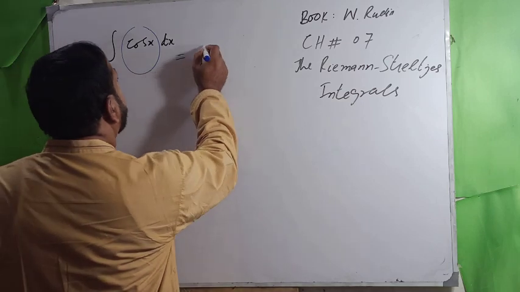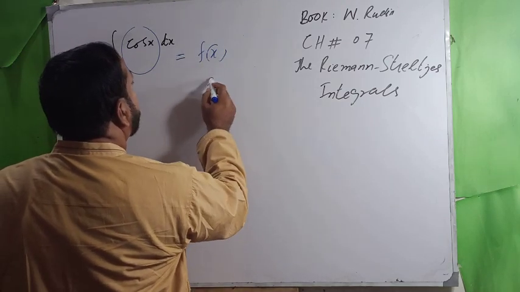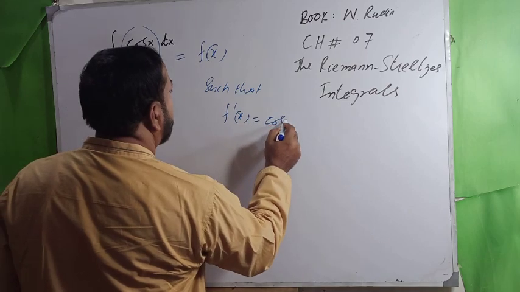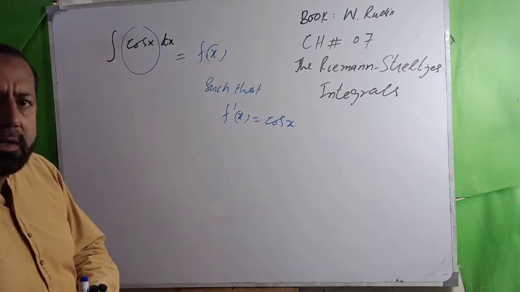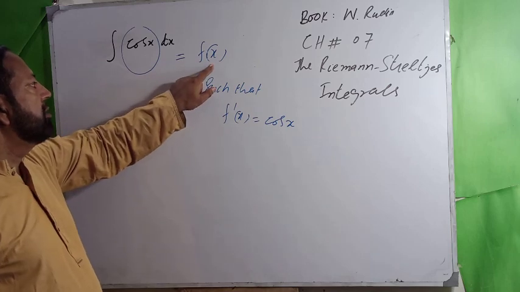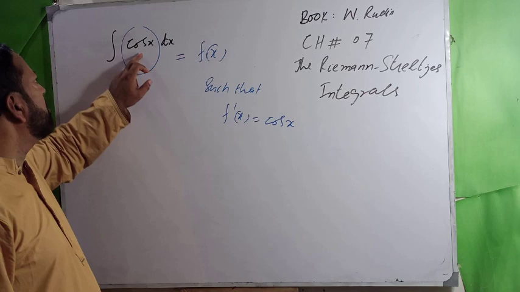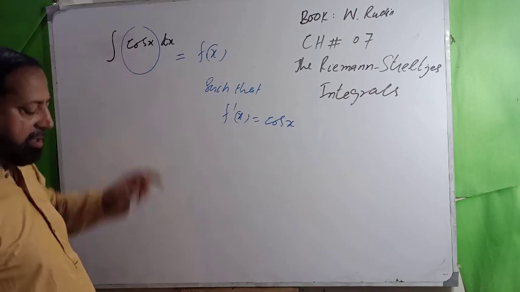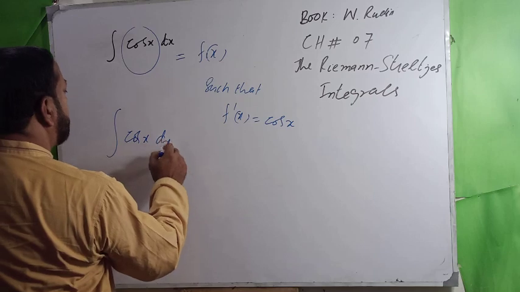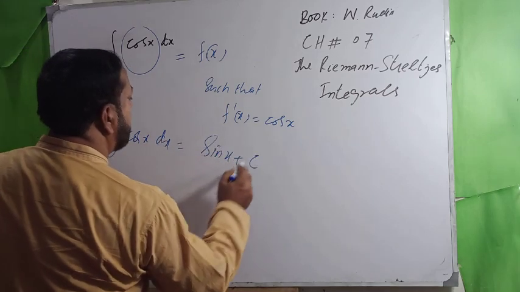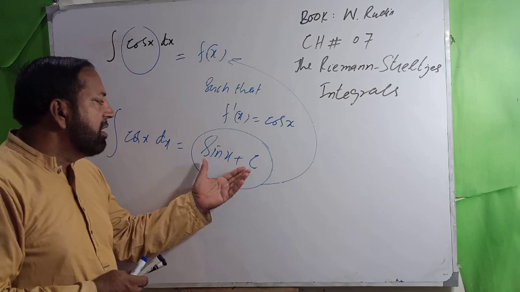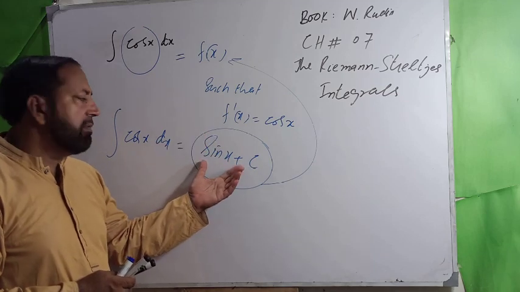So we want to find a function f(x) such that f'(x) is equal to cos x, right? Whenever I find the antiderivative of some function, it means that I need to know a function whose derivative is that function. So what is that function? We know that the integral of cos x dx is equal to sin x plus c. So this is your f(x), right? So sin x plus c is a function for which the derivative is cos x.